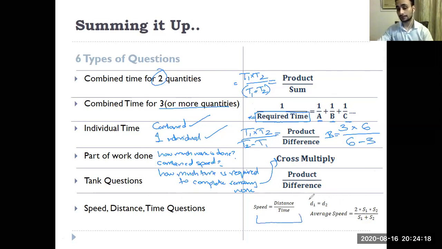One variation of this is that जब distances same हो जाएं तो क्या होता है? आपको distance कोई और चीज नहीं चाहिए, आपको सिर्फ speed चाहिए. So 2 into S1 into S2, speed of the one way, speed of the second way, divided by S1 plus S2, speed of the first way plus the speed of the second way. If you are able to do these 6 questions, you are good. You have understood all the questions that we are doing. You have captured everything. All right, this is where I end my lecture, this being the key slide.